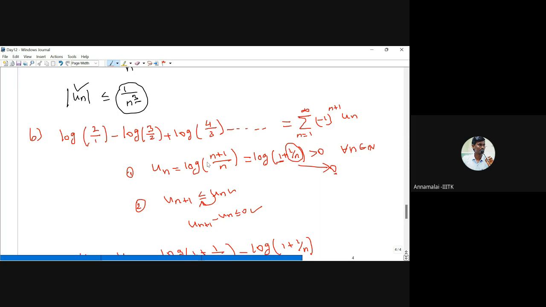Any doubt in this? Okay. Now I have already mentioned that every absolutely convergent series is convergent, but the converse need not be true. Already we discussed that minus 1 power n is a standard example.